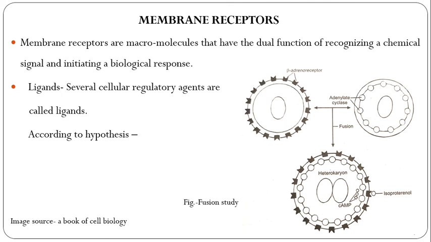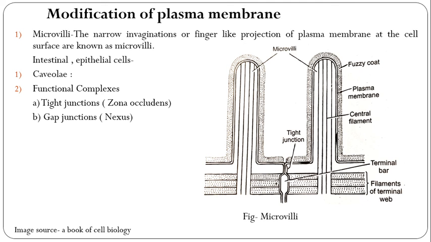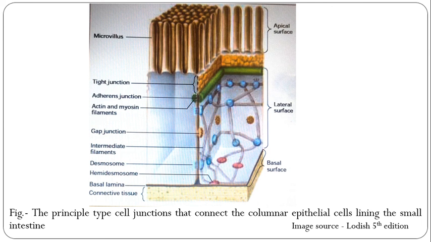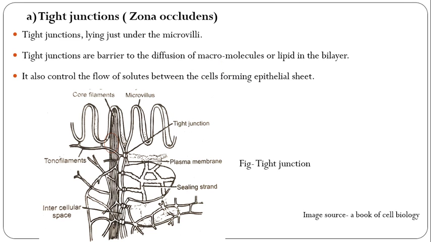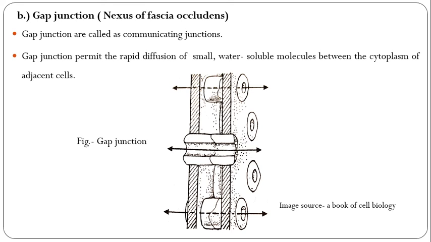Then the membrane receptor, there are the ligands, as shown in the cell fusion experimental study. Fusion experiments proved this hypothesis. And the modification of plasma membrane: in modification there are microvilli and cavity-like structures and the functional complexes, and among these functional complexes there are the tight junction and gap junction. So this is the diagram. Tight junctions are the sealing junctions. Gap junctions are the communicating junctions.